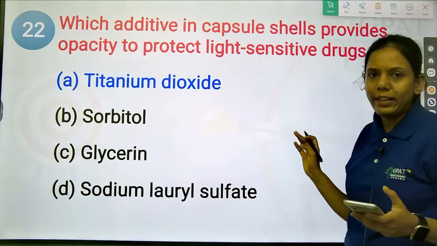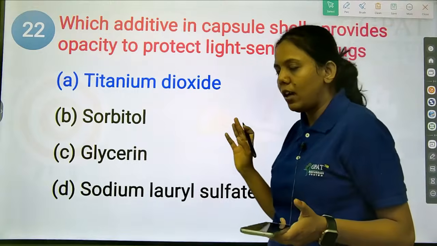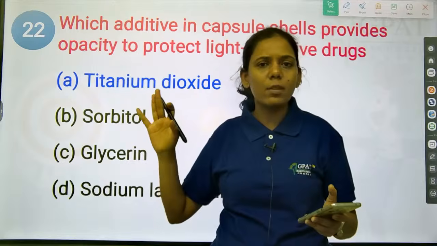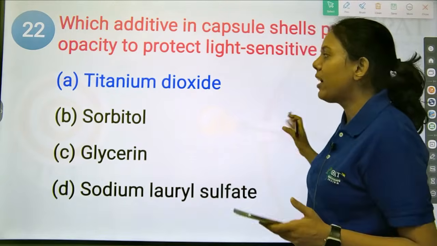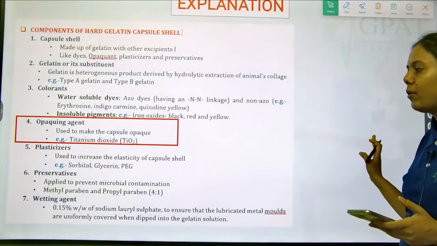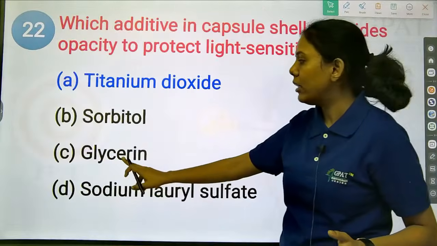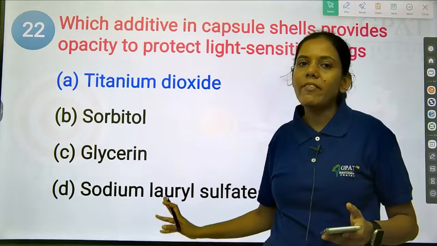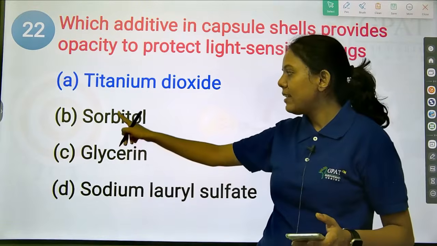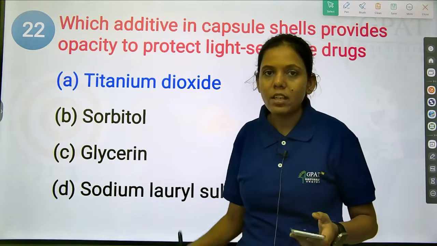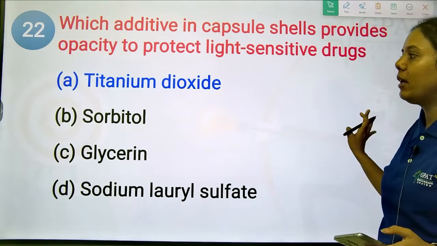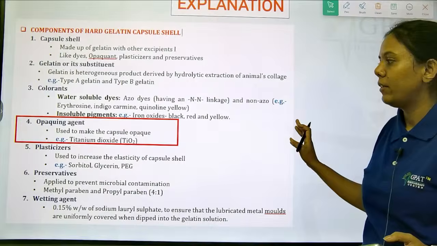Colors also you can give, like amber and all, but that is for the suspension bottles or any kind of glass bottles you might have seen. But when it comes here, it is titanium dioxide, okay? Why not the other options? Lauryl sulfate is your surfactant having an HLB of 40. Glycerin and sorbitol are your plasticizers, not your opacifier. That is the reason option A, titanium dioxide, is the right answer.